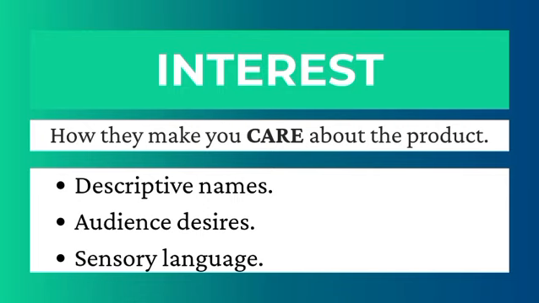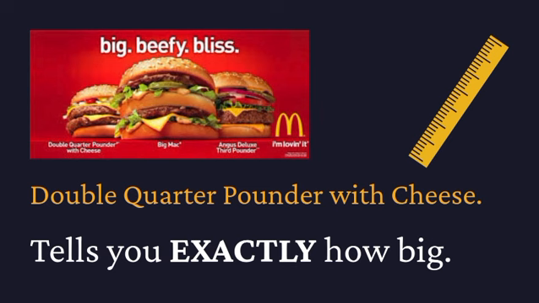Okay, they've grabbed your attention. Now what? Now they need to create interest. They need to make you actually care. This is about speaking to what you want. Take a look at how they named these products. Double quarter pounder with cheese. Big Mac. Angus Deluxe Third Pounder. These aren't just burgers. They have specific descriptive names.